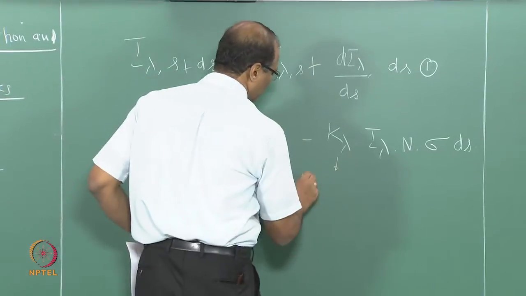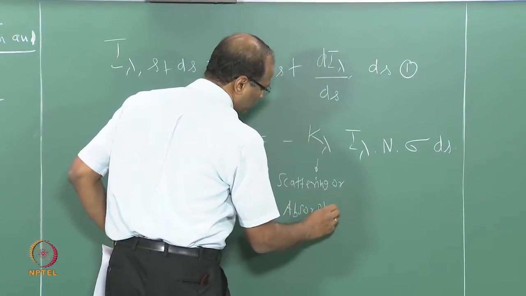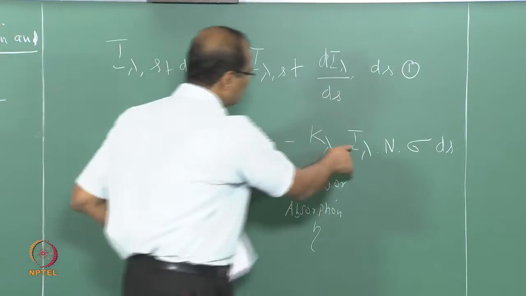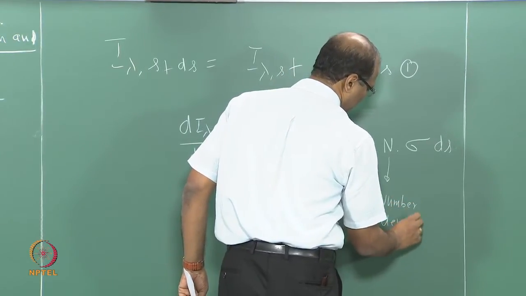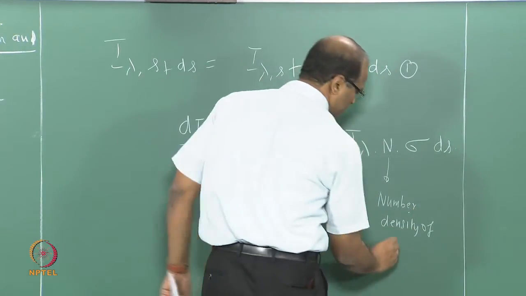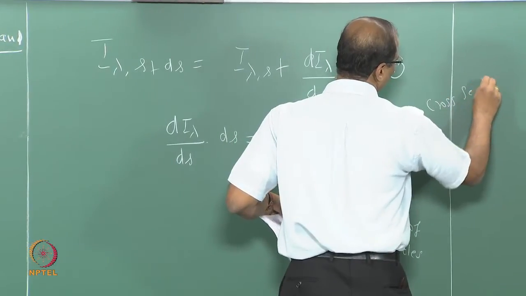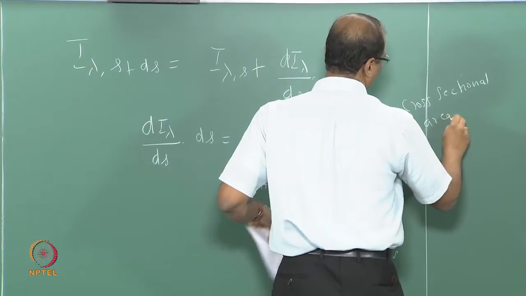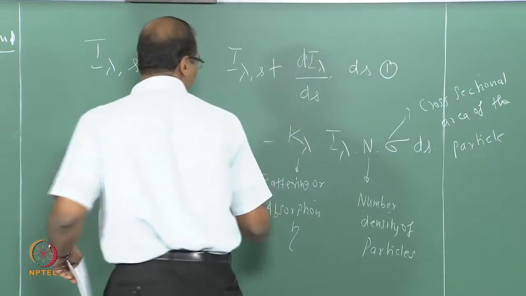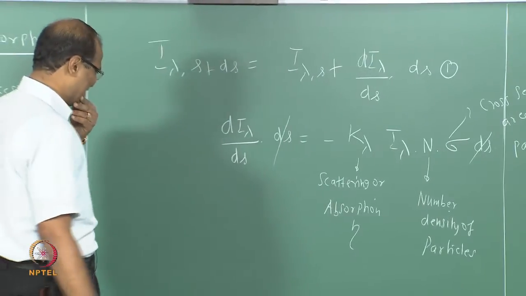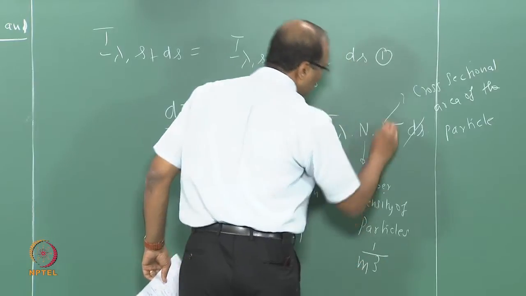What is this? Scattering or absorption efficiency. This is the intensity, this is the number density of particles in the atmosphere. This is the cross sectional area of the particle. So let us cancel out the dS. So this has meter minus 1, this is 1 by meter cube, and this is meter square.